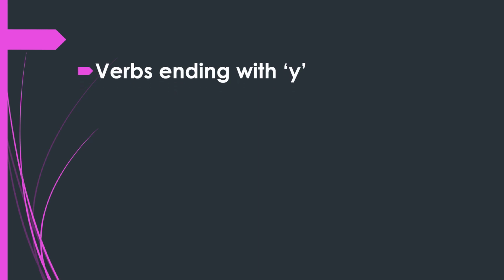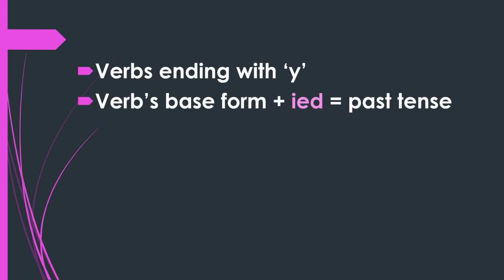Now let's see other types of regular verbs which end with Y. With these kind of verbs, we have to take the verb's base form and add IED to get the simple past tense form. For example, cry. The word cry ends with a Y, that is C-R-Y. Here we have to remove the Y and we have to add IED to get the simple past tense form. And the past tense form is cried, that is C-R-I-E-D.